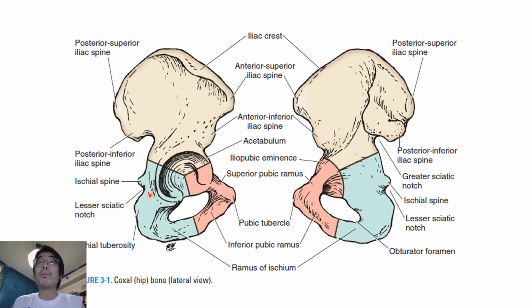We recall that the greater sciatic notch is actually a part of the ilium, but the lesser sciatic notch is from the ischium. The acetabulum is an incomplete cup-shaped cavity on the lateral side of the hip bone in which the femoral head fits.